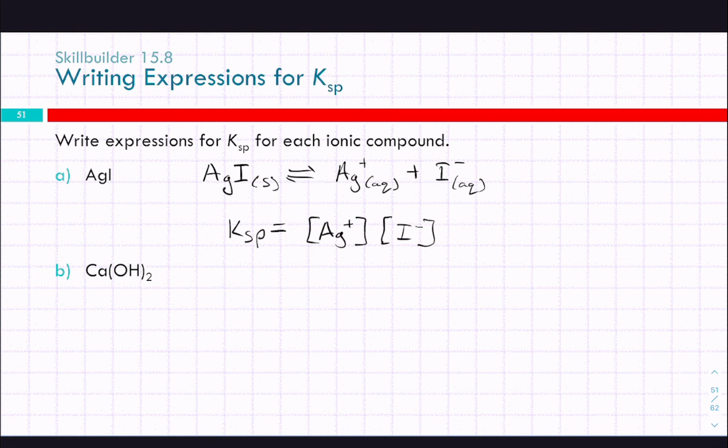Okay, so for calcium hydroxide, what would be the first step? Go ahead. Write out the formula. KSP, yeah. We could start with there. Yeah, it's KSP. Okay. Now what?